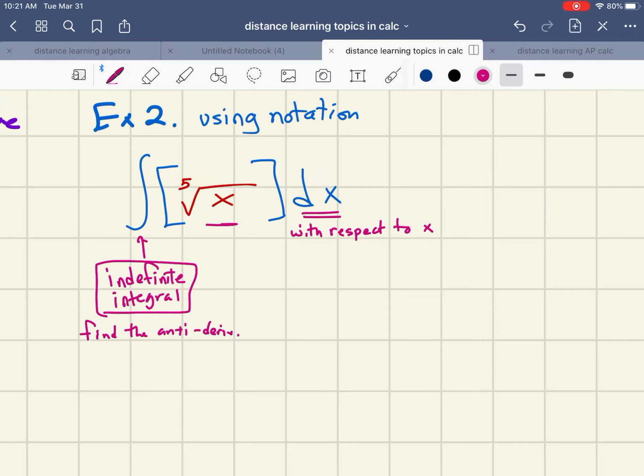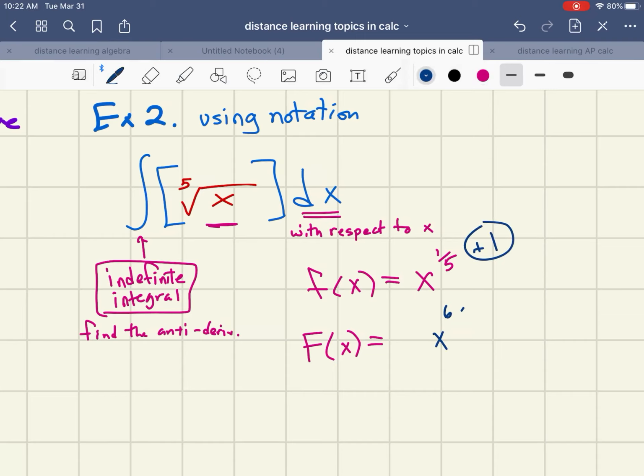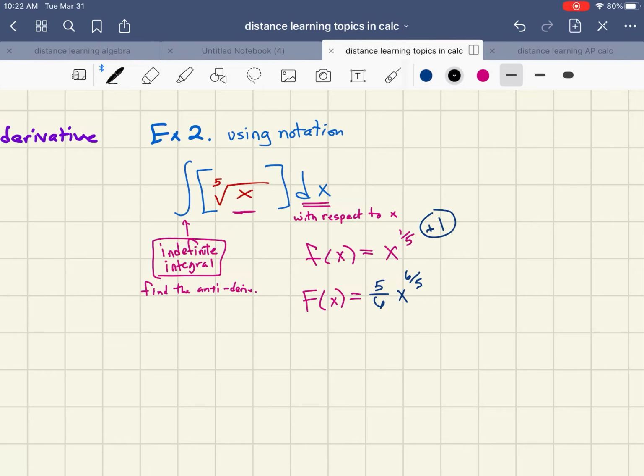I'm going to call this lowercase f. I'm going to rewrite the fifth root of x as x to the 1/5. I'm now going to apply the power rule. So I'm going to increase the exponent by 1. That's adding 5/5, so it's x to the 6/5. And I'm dividing by 6/5, which I can do by multiplying by the reciprocal.